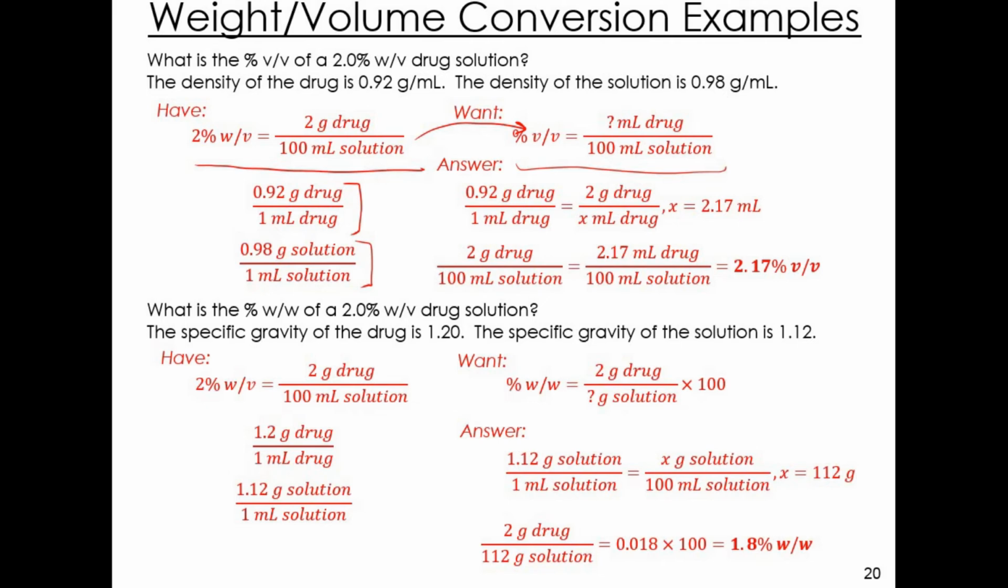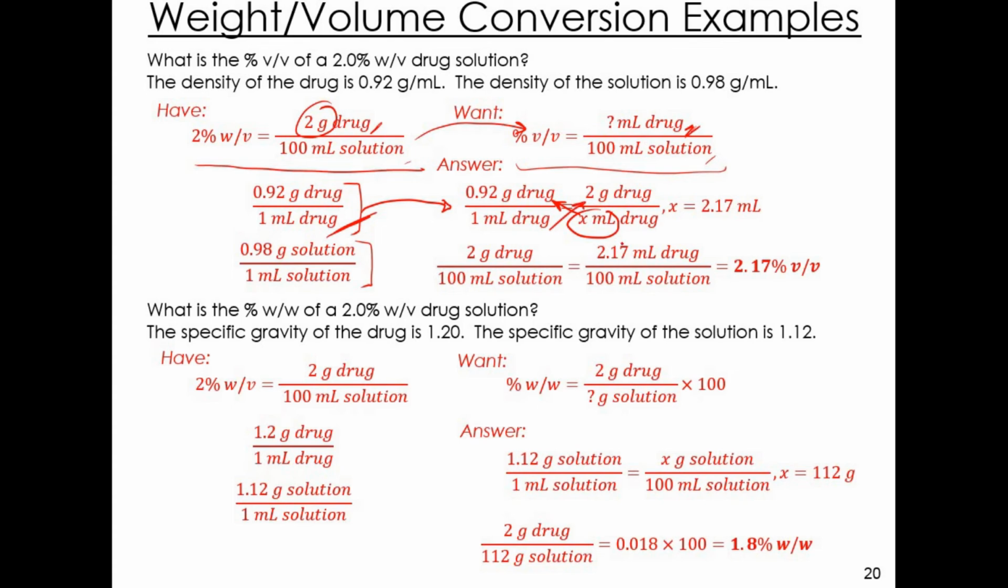So if we want to convert grams of drug into mils of drug, which one would we use? Obviously we would use the density for the drug and not for the solution. The solution's fine at 100 mils for a volume measurement. We need to convert the drug from grams to mils. So setting up a proportion with this density, we have there are 0.92 grams of drug per mil of drug. So how many mils of drug are represented by the 2 grams in the problem?